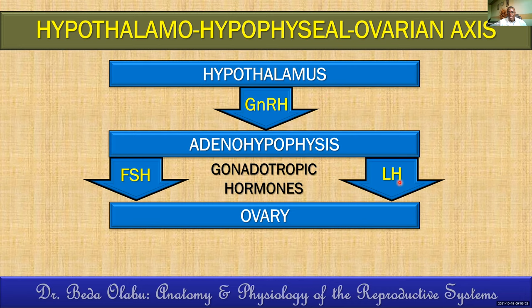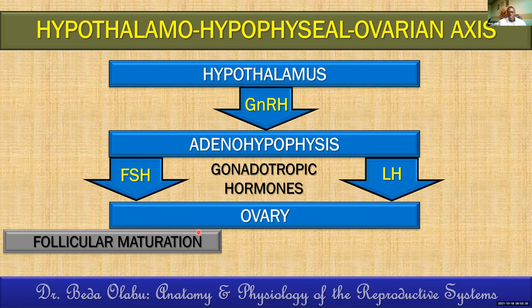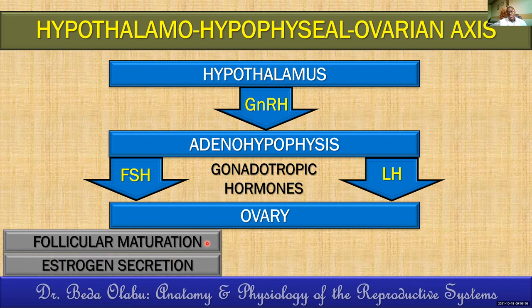So FSH and LH will act on the ovary in this case. As the name suggests, FSH promotes follicular maturation or follicular development. That recruitment process of about 15 to 20 being recruited every month, that's what we mean. FSH facilitates that process and tries to make the follicles continue to grow. As the follicle becomes bigger, it produces more and more estrogen. And so we can say, therefore, that FSH also stimulates the secretion of estrogen hormone from the ovary.